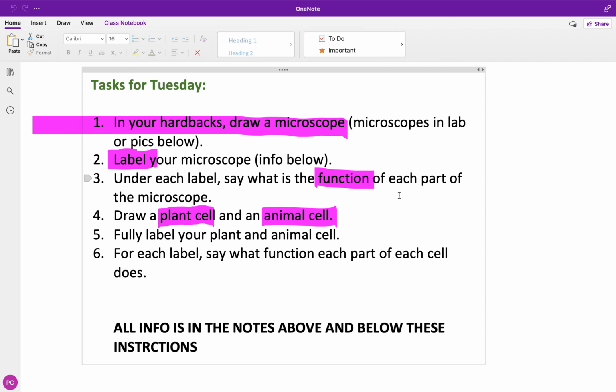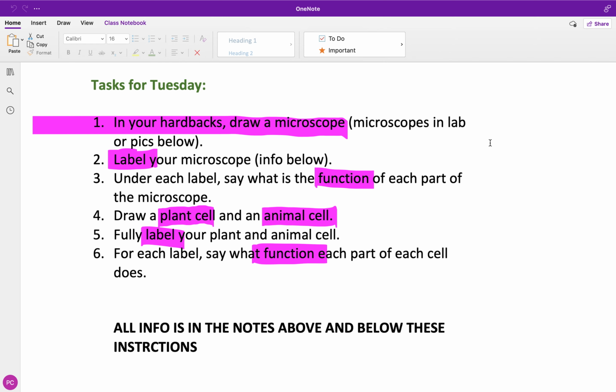So whichever suits. Again, label the plant cell, label the animal cell, and for each label underneath, what does it do? So if you draw the animal cell and you write nucleus, write what the nucleus does. That's important. As I said, all info is in the notes above and below this instruction, so you can log into OneNote and do that, or you can use your Edco textbook, or you can use Schoology. All the notes are there for you, and hopefully later on in the week we will get a chance to actually use the microscopes and see what each part of the microscope does, and actually see the cells.